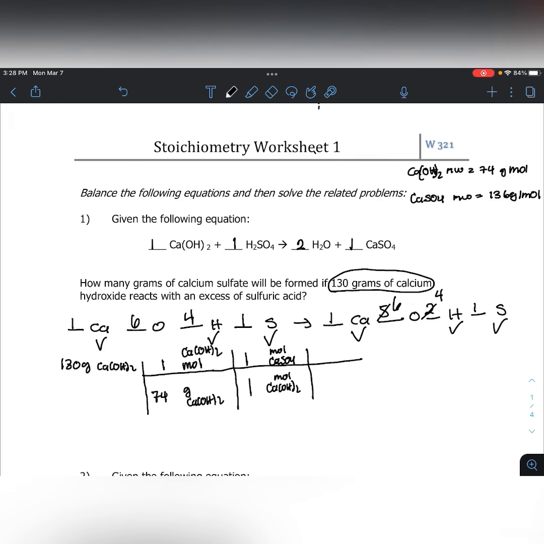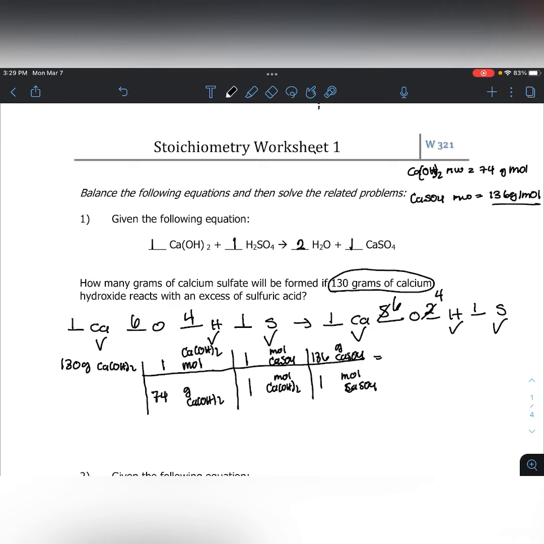But now we want grams of calcium sulfate. So all we need to go from the moles to grams, and we could use the molecular mass to do that. So over here, we'll put moles of calcium sulfate. And then over here, this would now be grams of calcium sulfate. Perfect. So we know that we can use the molecular mass, which is 1 mole equals 136 grams.